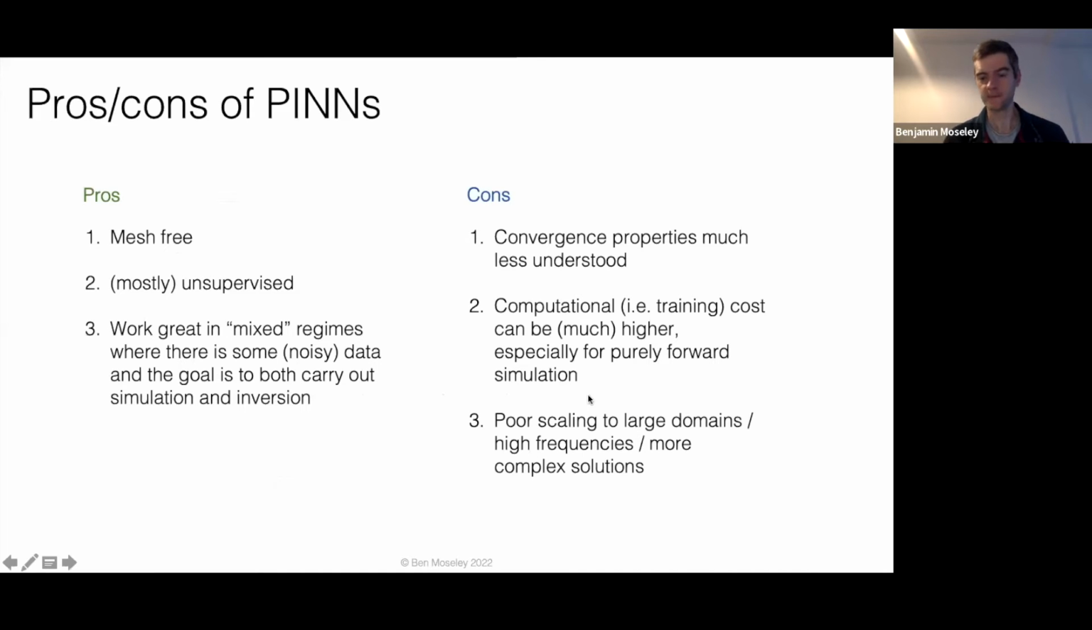And then the final thing, which we probably won't get onto, is that they often struggle to scale to more complex solutions, just like finite difference solvers would as well. So there's no free lunch, but you can see there are differences to traditional methods that we can use if we use them well.